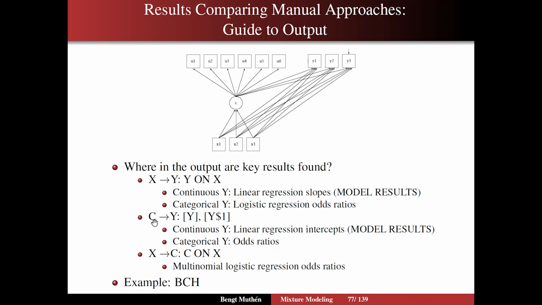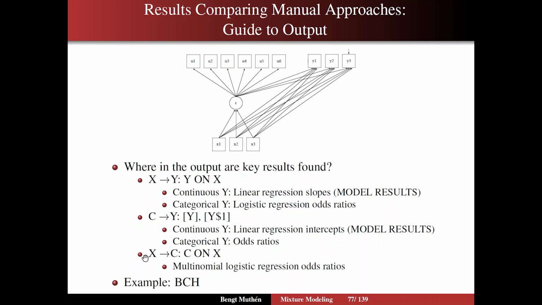For C influencing Y, those arrows up here, what we're looking at are intercepts for Y or thresholds for Y. With continuous Y, these are the linear regression intercepts, that is the brackets for Y, which are shown in the regular model results section. With categorical Y, we're more interested in odds ratios in addition to the thresholds that are given in the regular model results section. So we have a special section on odds ratios for that.